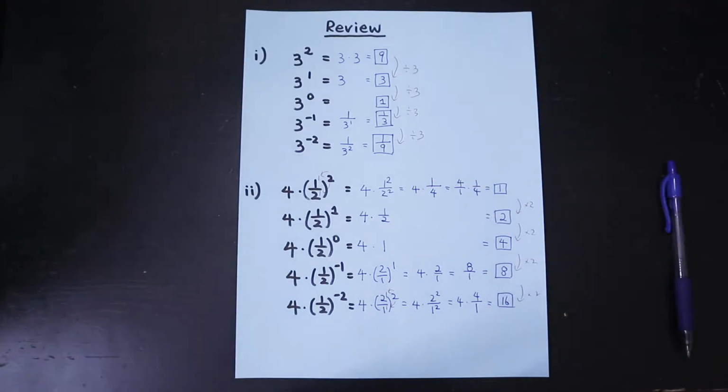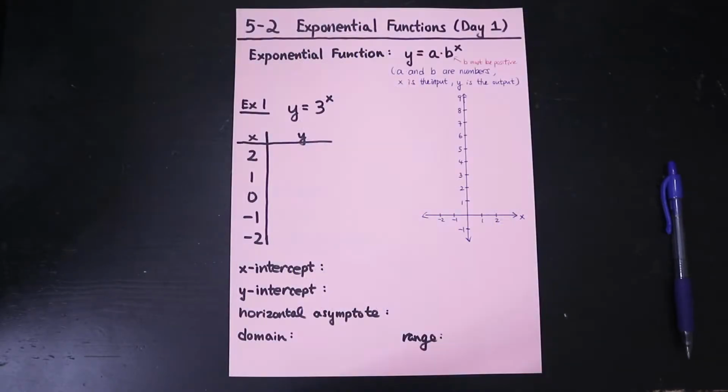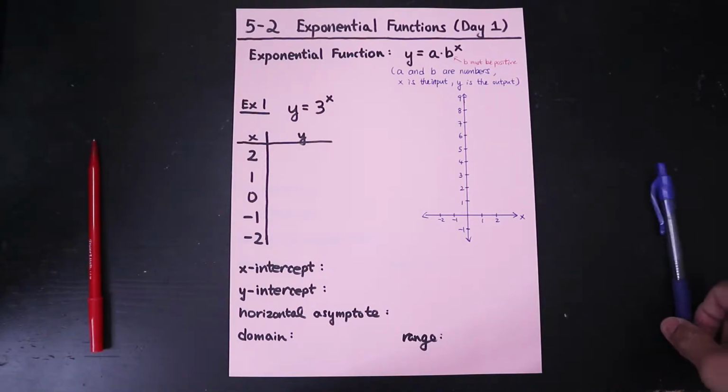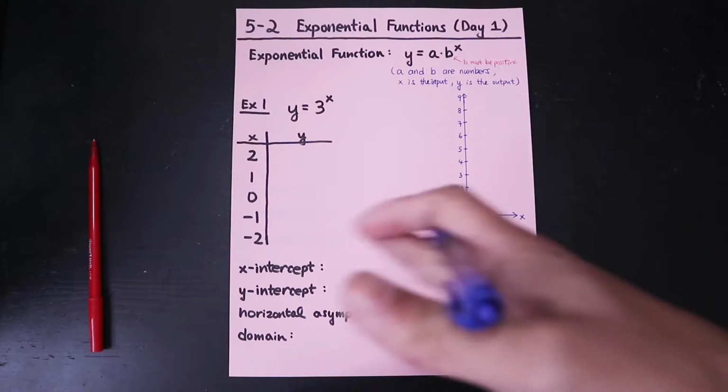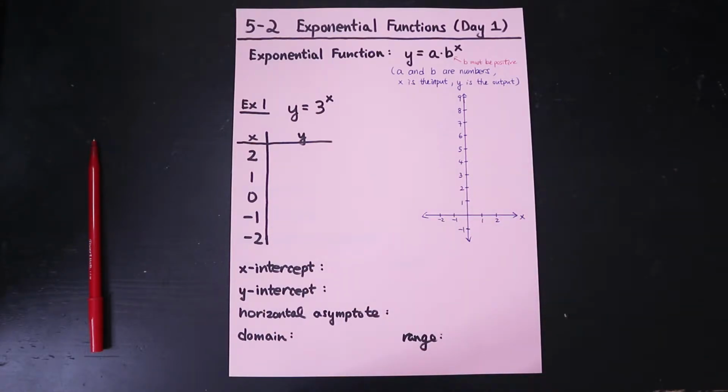So there seems to be a pattern. Well, we're going to use that pattern today, as well as these answers, to look at exponential functions. In 5-2 exponential functions, we're going to take a look at one type of nonlinear functions. Nonlinear means not a straight line, because in the past we have been learning how to graph a straight line, and then this will be one of the graphs that is not a straight line, another type of graph.